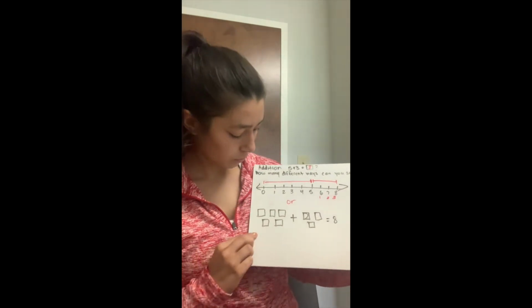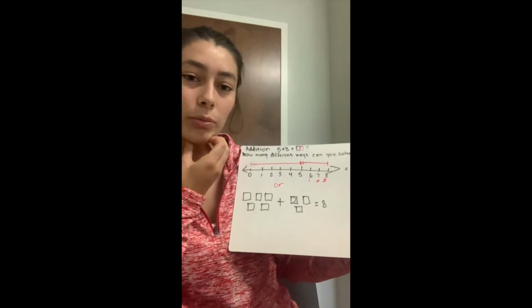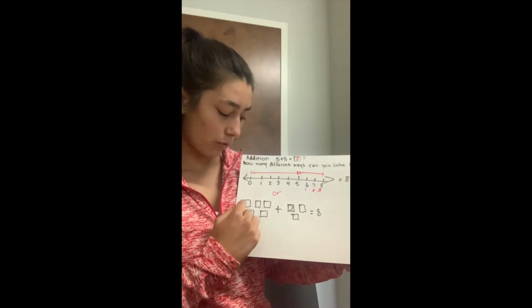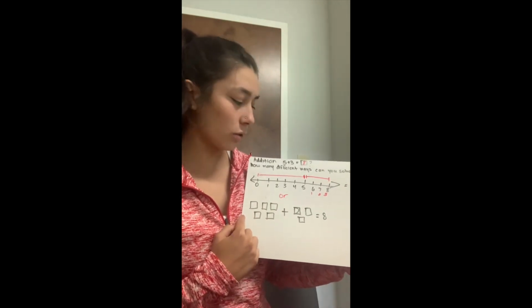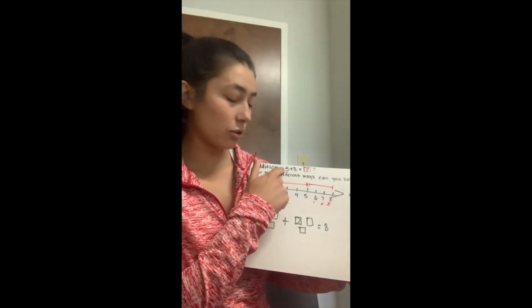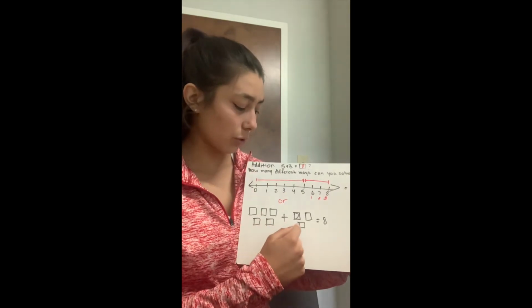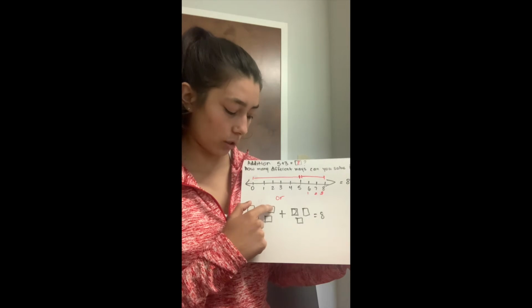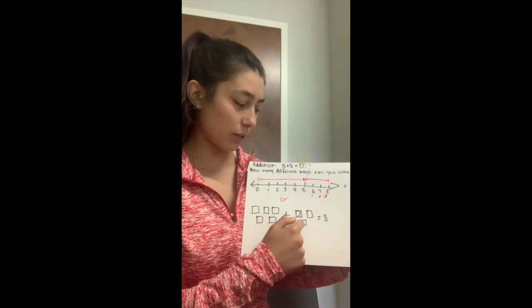You guys can also draw it out, which I think is simpler, but it's whatever you guys can learn off better. So you're going to draw 5 different square boxes, or any shape you want, because you have the number 5, and then 3 more, and then just count them all together. So I have 1, 2, 3, 4, 5, 6, 7, 8. And you get 8.